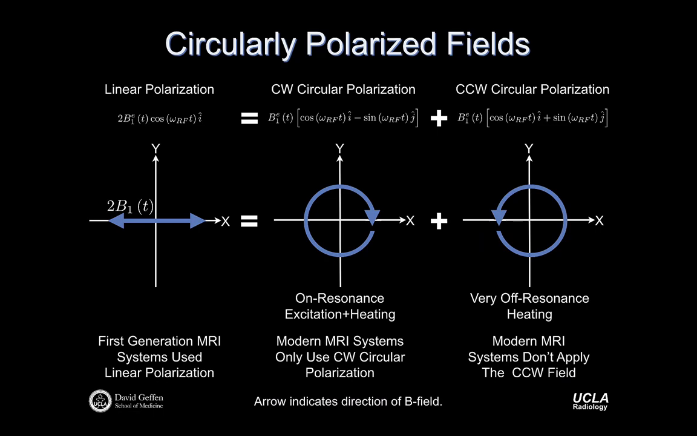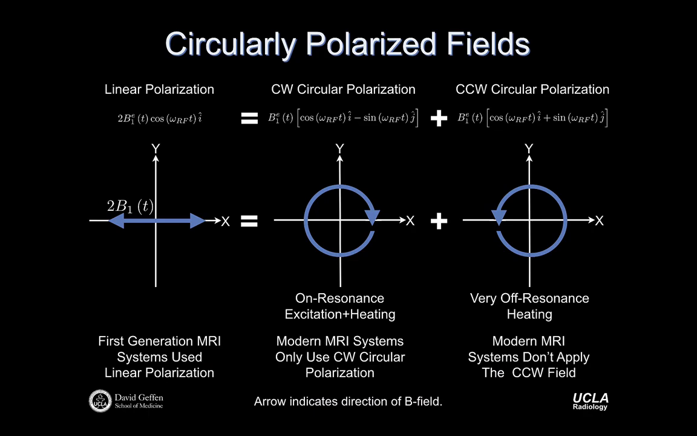We talked also about circularly polarized fields last time, right? And the idea was you could, if you wanted to, generate a linearly polarized field. That's just a B1 field that oscillates back and forth along a single axis. That B1 field mathematically is the same as having the sum of a clockwise and a counterclockwise circularly polarized field. And the point of showing you this wasn't that we would use these two fields to generate a linearly polarized field. The point was to say, in fact, all you really need is this clockwise circularly polarized field, because this second field component over here is sort of of no consequence.